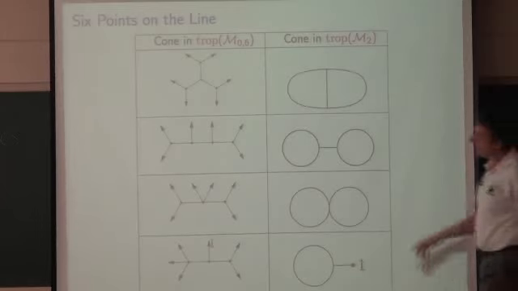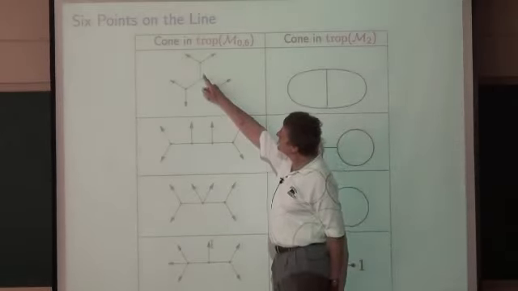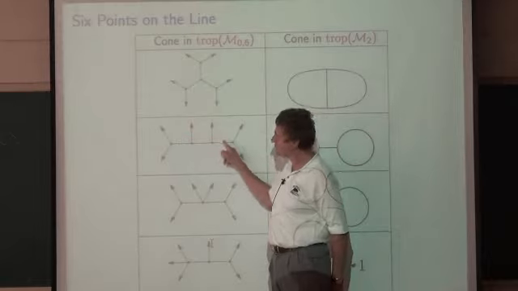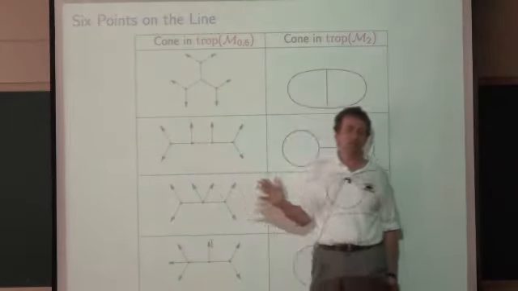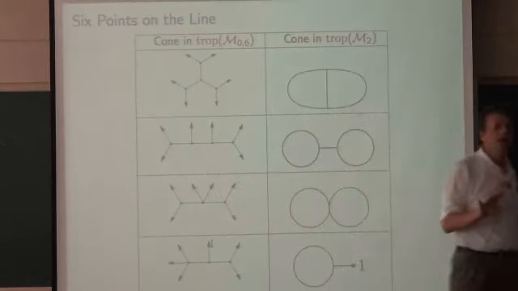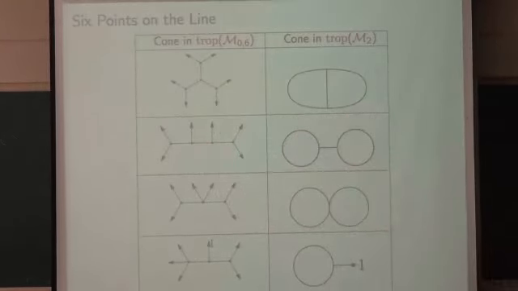Now in moduli space, the tropical moduli are the lengths of the interior edges, right? So this is a three-dimensional space. This is the tropicalization of 6 points on the line. Is this clear? If you give me 6 points on the line over my field with the valuation k, then you have that picture.